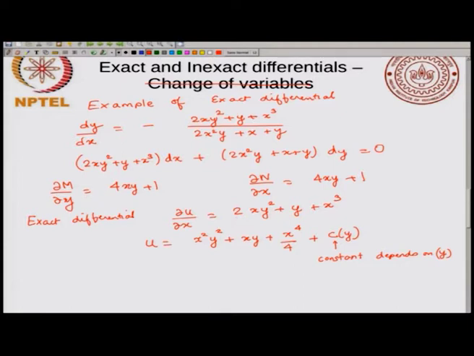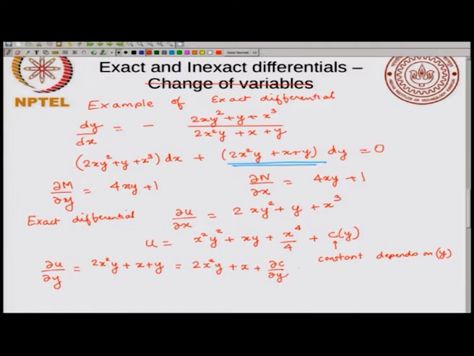Okay. Now, further you know that dou u by dou y is equal to 2x square y plus x plus y, and this is from the differential equation from here. Okay. So, what can you say? Therefore, if I take dou u by dou y here, then I will get 2x square y plus x plus dou c by dou y.